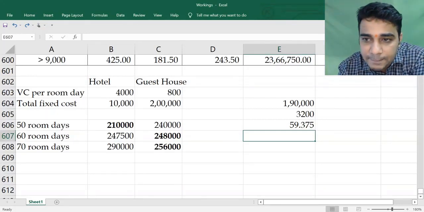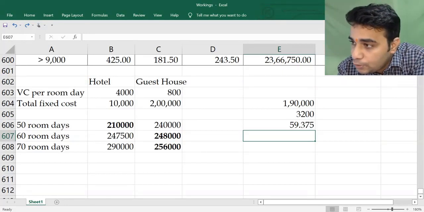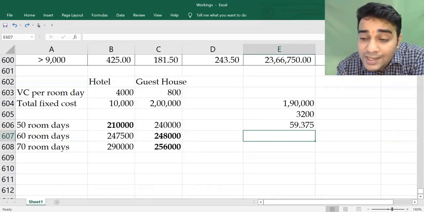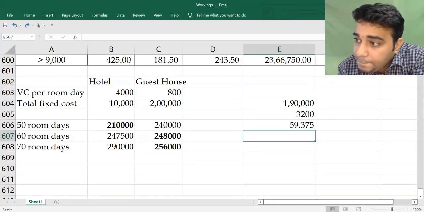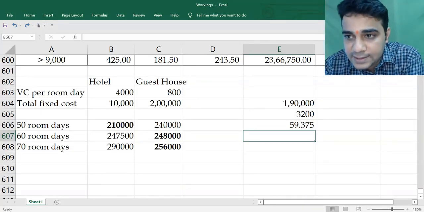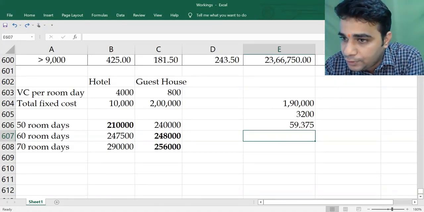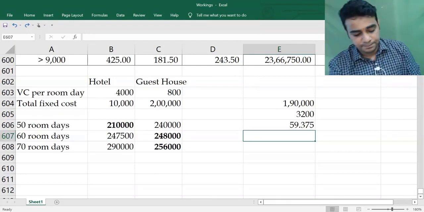So the denominator can be change in variable cost per unit, change in contribution per unit, or change in PV ratio. If you divide by the ratio, you get the answer in rupees. If you divide by contribution per unit or variable cost per unit, you get the answer in units.